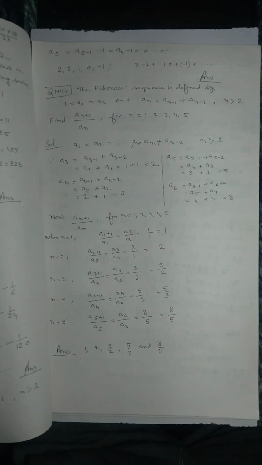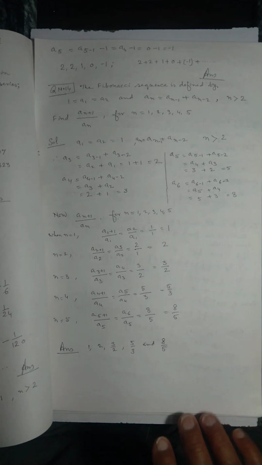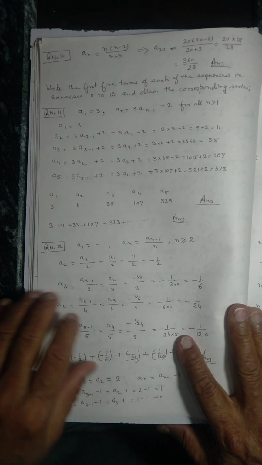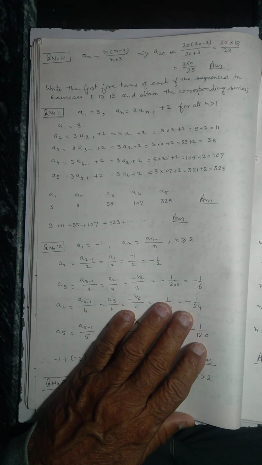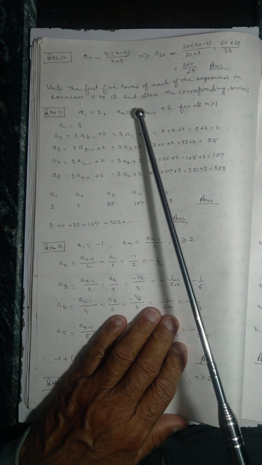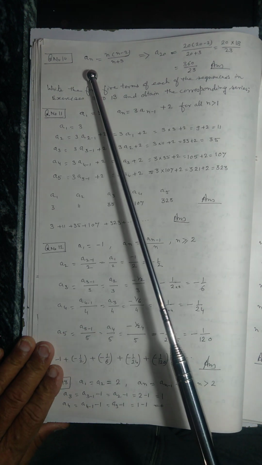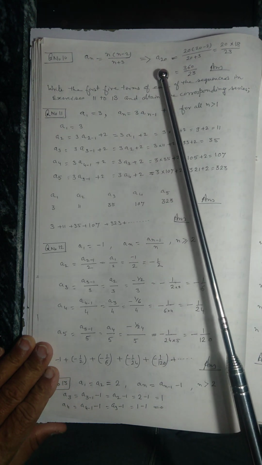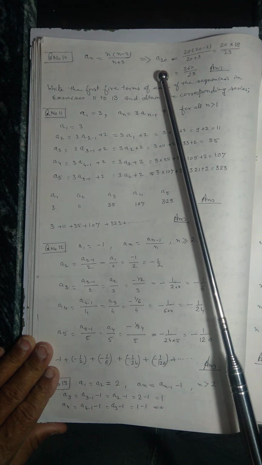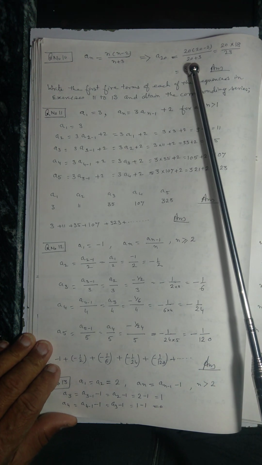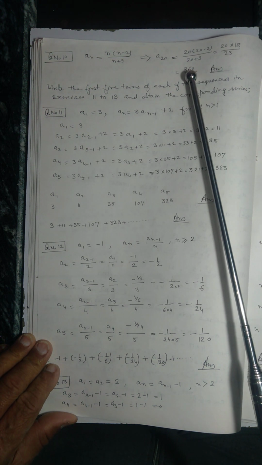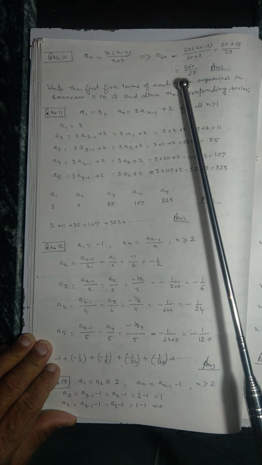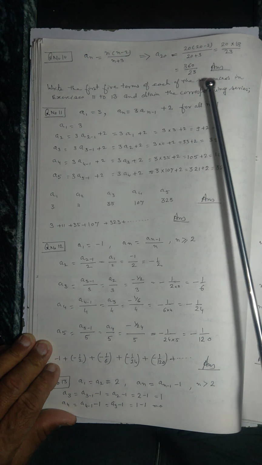Now come to the next question, that is question number 10. Question number 10 states that an is equal to n into (n minus 2) by (n plus 3). We have to find the value of A20, and it will be equal to 20 inside the bracket 20 minus 2 divided by 20 plus 3. So 20 into 18 divided by 23. So it will be equal to 360 divided by 23, and it will be the answer.